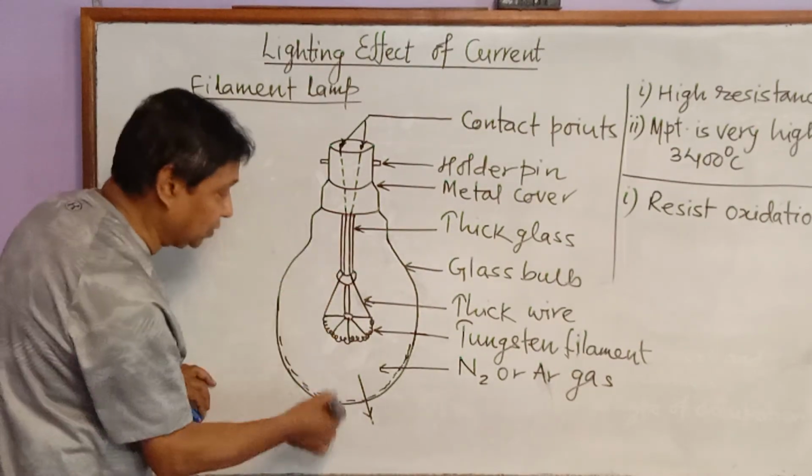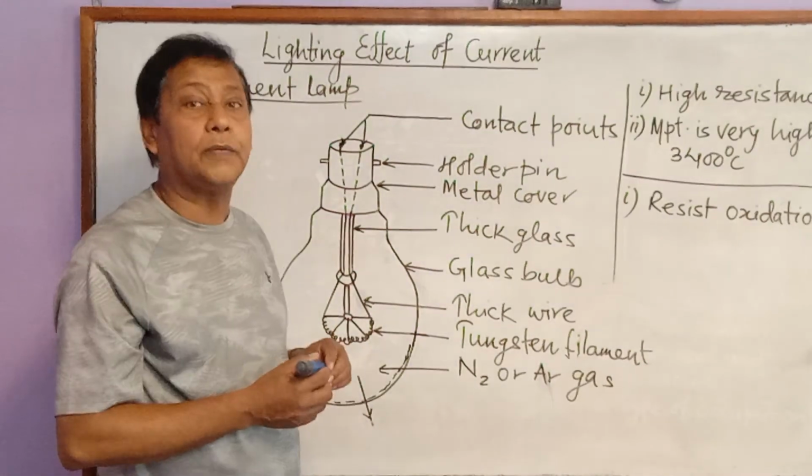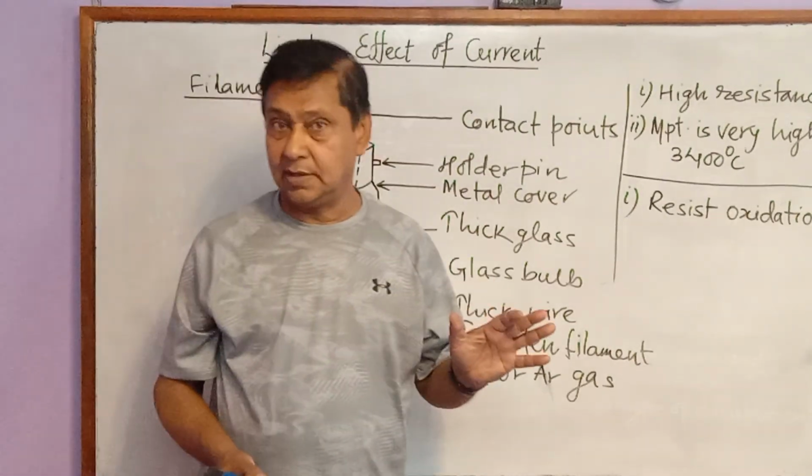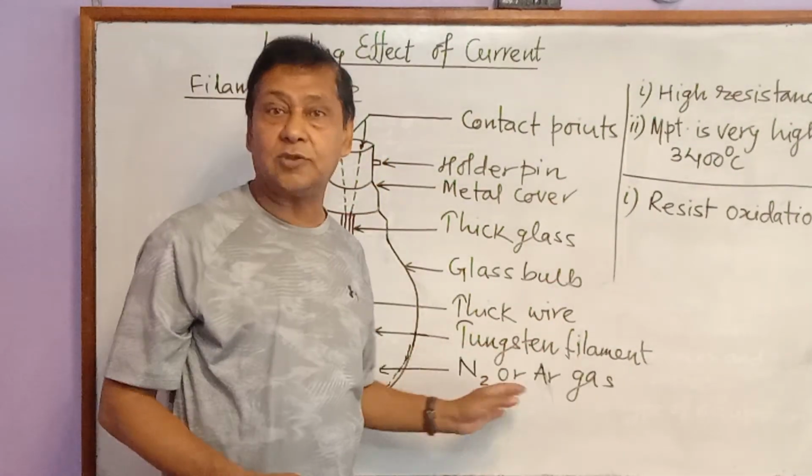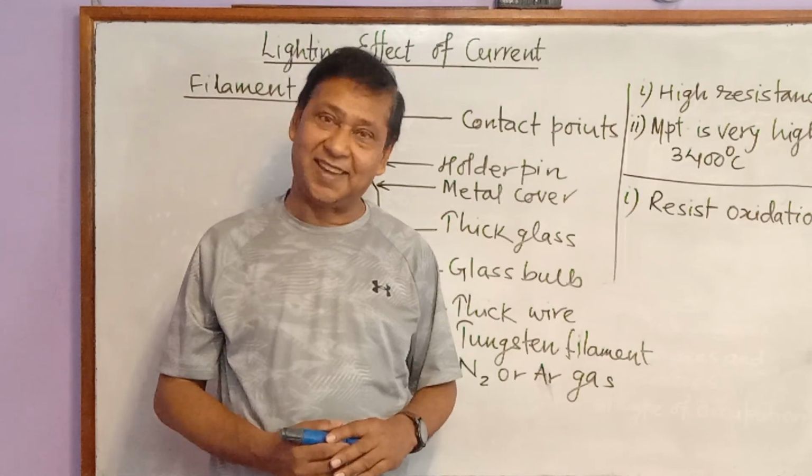That's why to reduce the rate of evaporation of the tungsten filament, it is filled with either nitrogen or argon gas. Okay, this was for today.